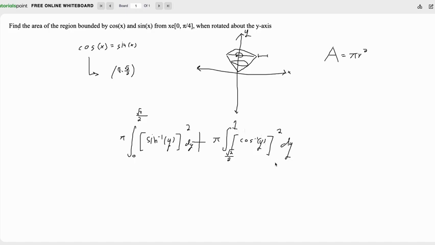And that's it. That's the integral setup for the problem. You don't need to evaluate it, but if you want to check that you got the same answer, what I got on my side was approximately 0.696. Perfect.